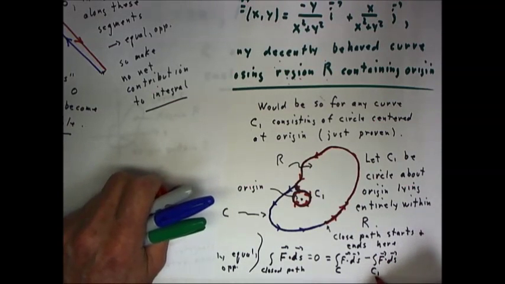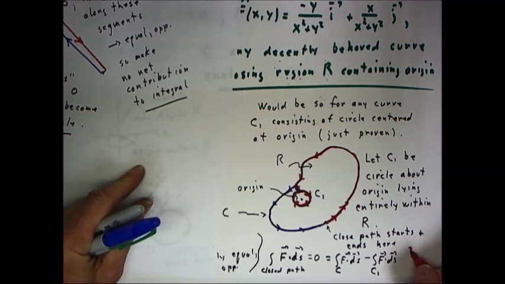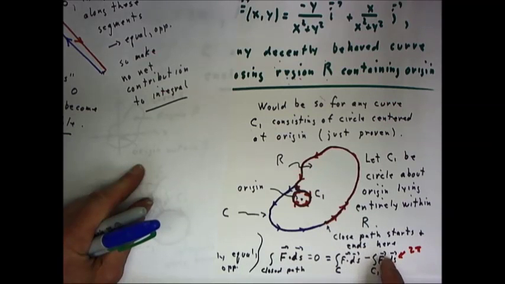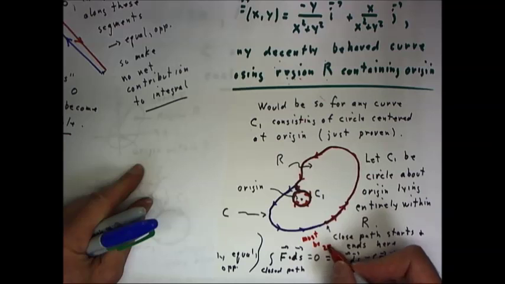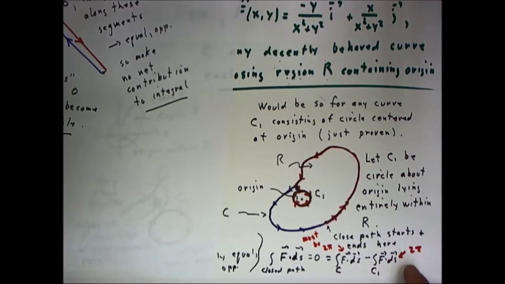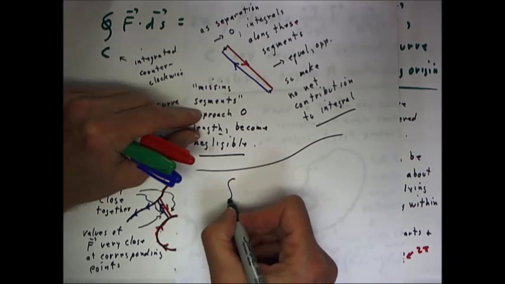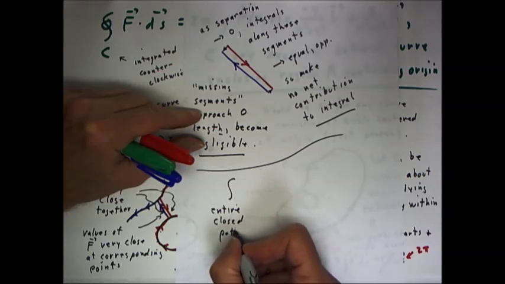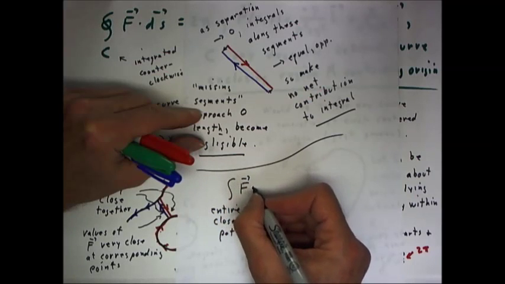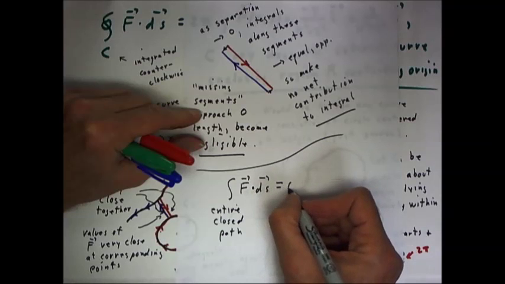Well, this integral is around a circle about the origin, so we know that this is 2 pi. These two give us 0, which means that this integral has to be 2 pi. So that we have 2 pi minus 2 pi, which gives us 0. So, writing it a little bigger here, the integral over our entire closed path of f dot ds is 0.